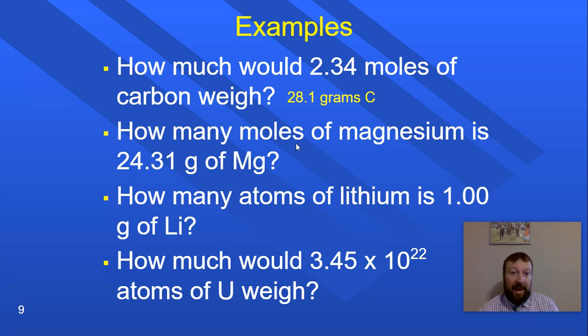This one's going to be the opposite. Why? Because what am I starting with? 24.31 grams. That starts my problem. And then in parentheses, I put the grams of magnesium on the bottom, and you get that off of the periodic table. And if that number's on the bottom, you just divide.